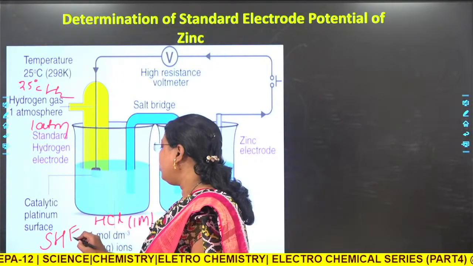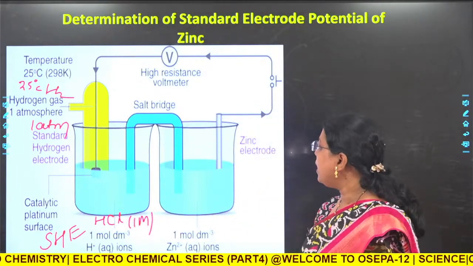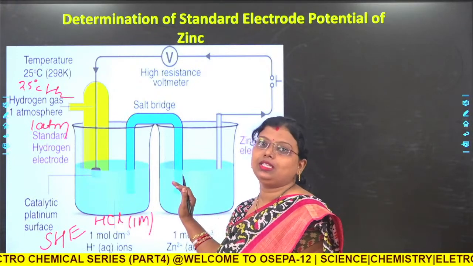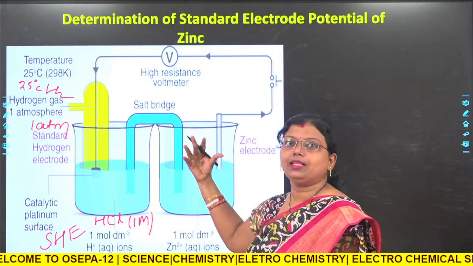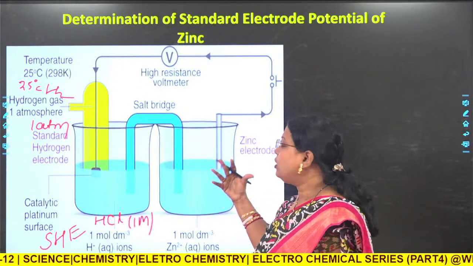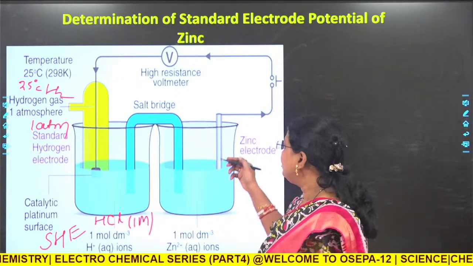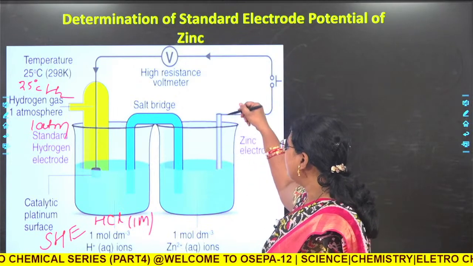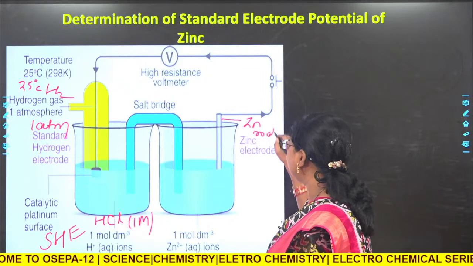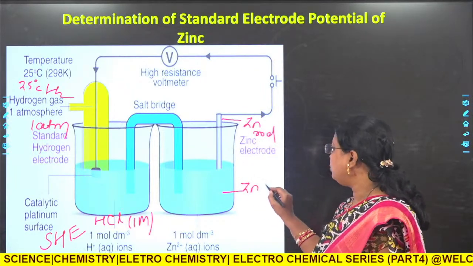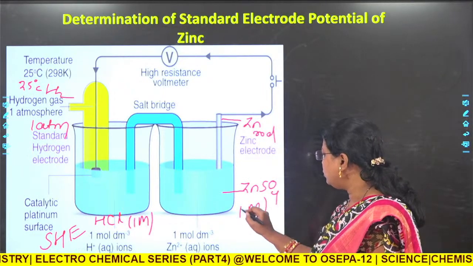SHE. Then we want to determine the electrode potential of the zinc electrode. That is why we have to combine this with the zinc electrode. I have taken the zinc electrode on the right hand side. You can take it on either side, because we do not know whether it will act as anode or cathode. This is the zinc electrode, in which the zinc rod is dipped in zinc sulphate solution, whose concentration is also 1 molar.